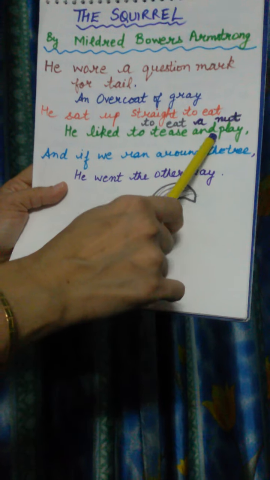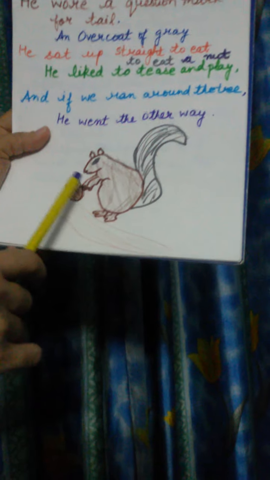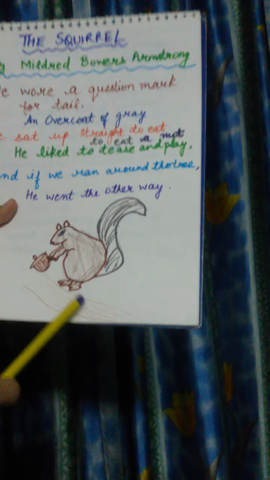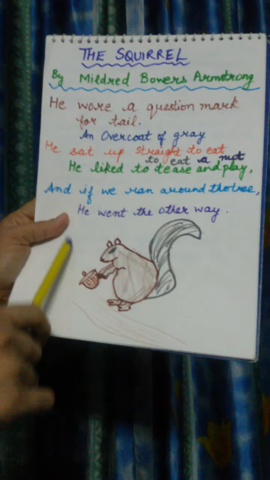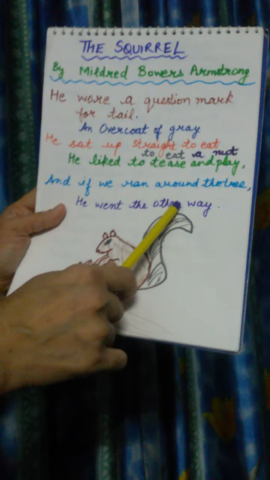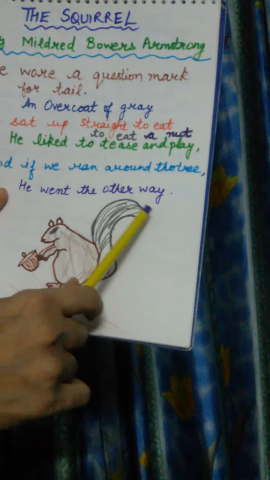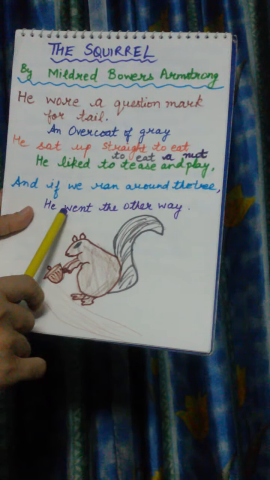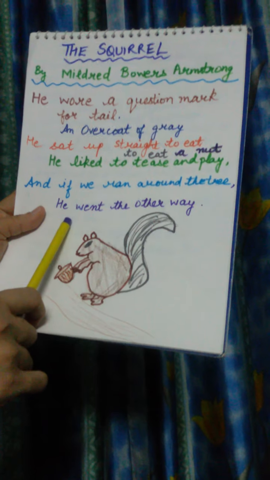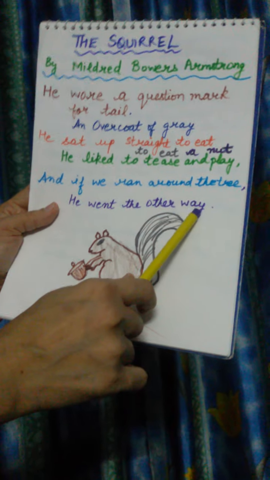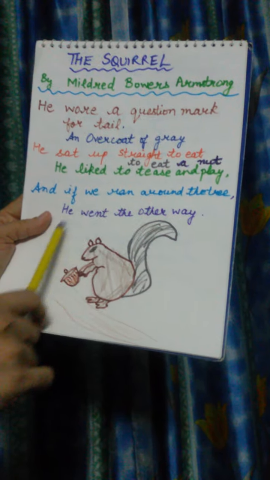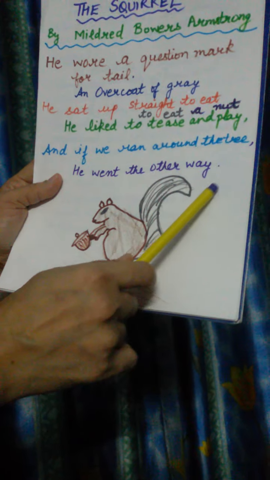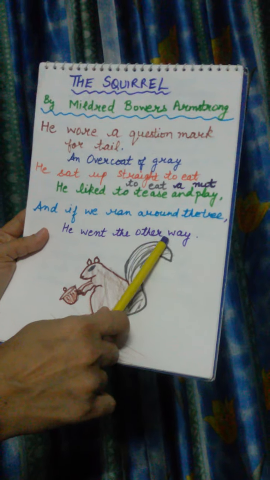He liked to tease and play. Like other people, the poet also wants to play with the squirrel. But when he looks at the squirrel and goes near, the squirrel moves in the other direction. And if we ran around the tree, he went the other way. So when the poet wishes to play with the squirrel, the squirrel moves in the opposite direction. As the squirrel is very active and runs very fast, the poet is unable to catch the squirrel. I hope that you must have understood it.